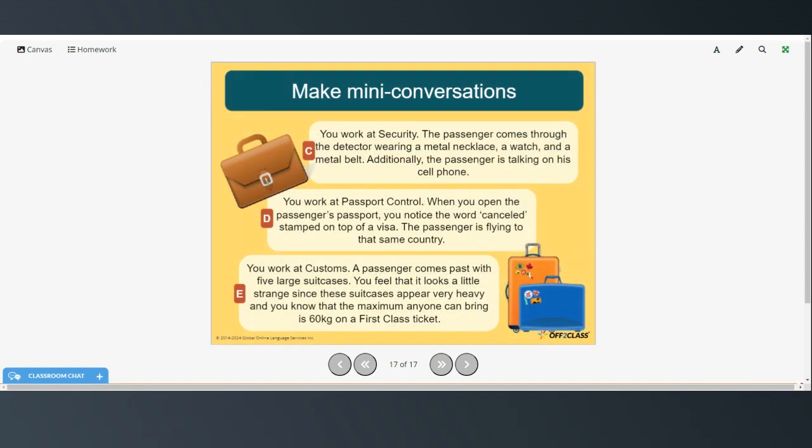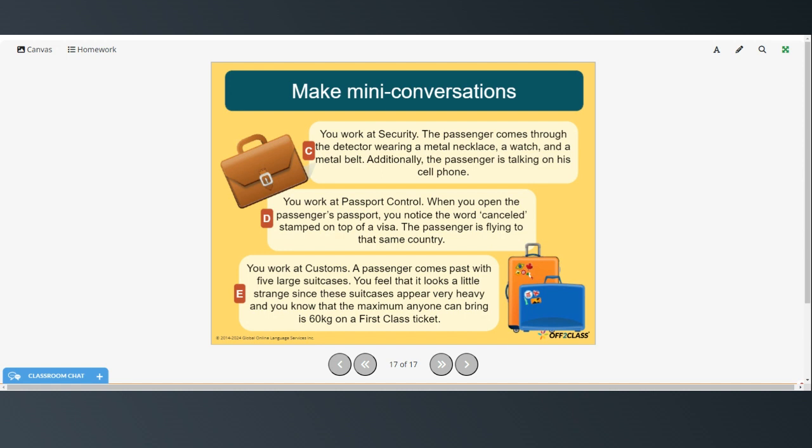You work at security. The passenger comes through the detector wearing a metal necklace, a watch, and a metal belt. Additionally, the passenger is talking on his cell phone. So, again, write a small dialogue about the conversation that will take place between the security officer and the passenger.